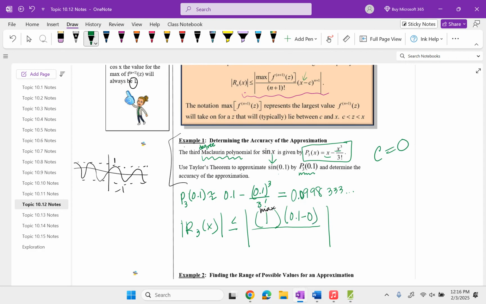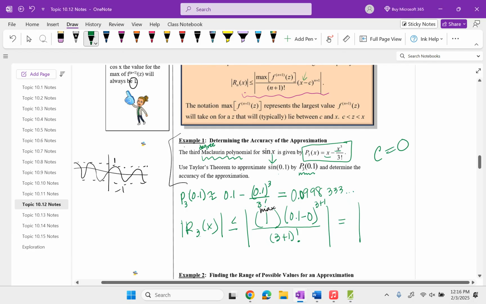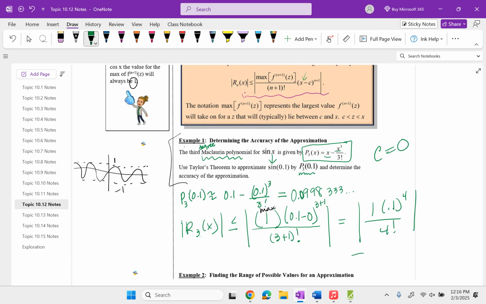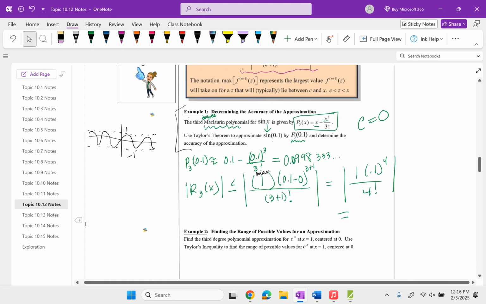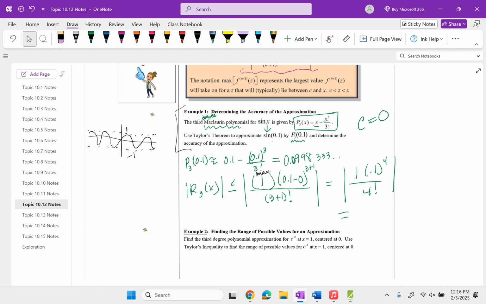And then I'm going to raise that to the n plus 1 power, which would be 3 plus 1. And then that's all going to be over 3 plus 1 factorial. Or I can think of this like 1 times 0.1 to the 4th over 4 factorial. All right, we're going to put that in our calculators and see what we get.